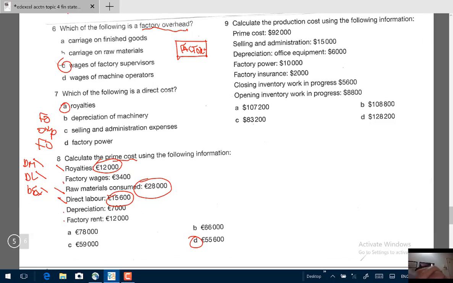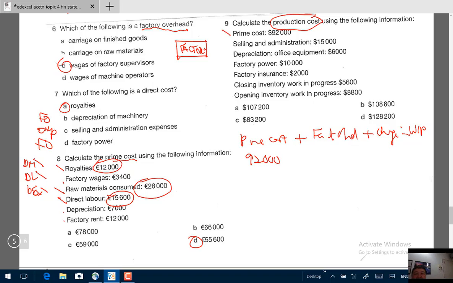Calculate the production cost. Now when I ask you for production costs, we are talking about only 2 things. Production cost will be the prime cost plus the factory overheads or the production overheads, right? Plus change in WIP, change in work in progress. Okay, so prime cost is 92,000. The factory overheads, selling admin, no, it's not in the factory. Depreciation of office equipment, no, that's expense charged out in the income statement. Factory power, factory insurance, yes, 10,000 and 2,000.